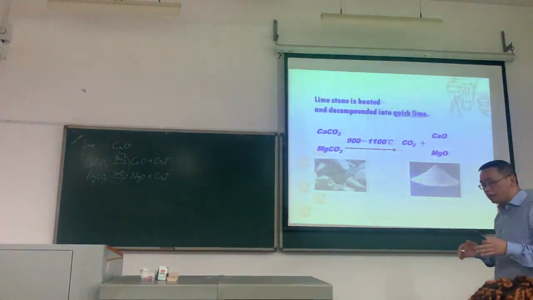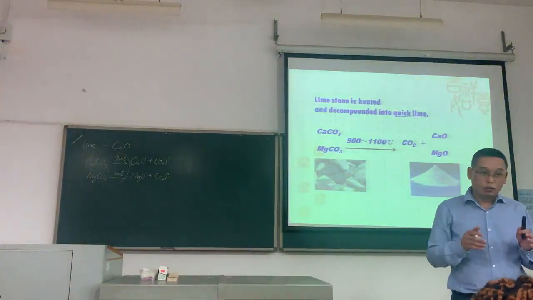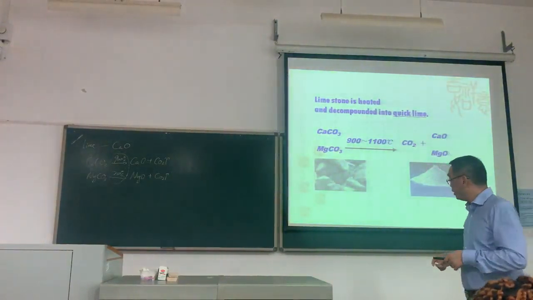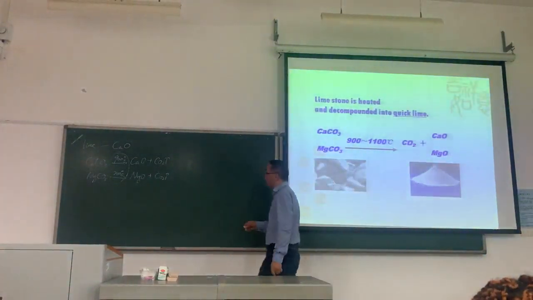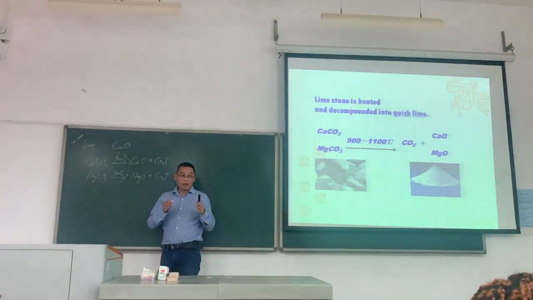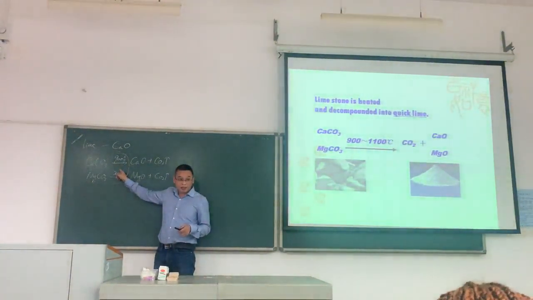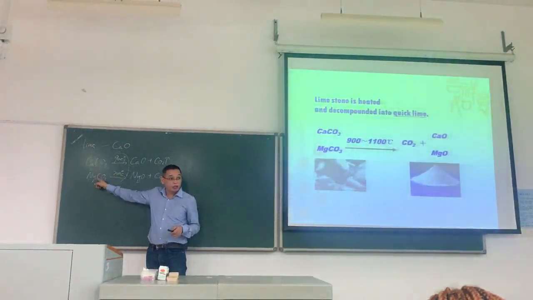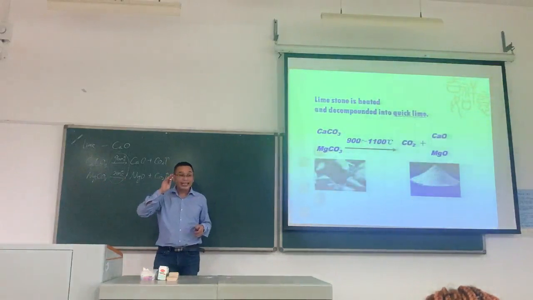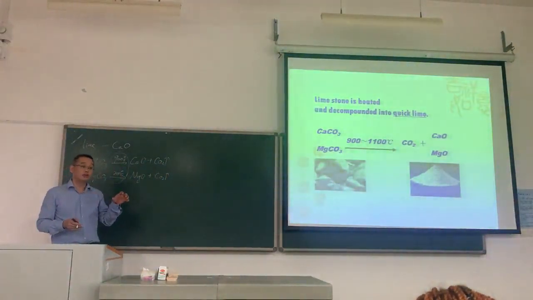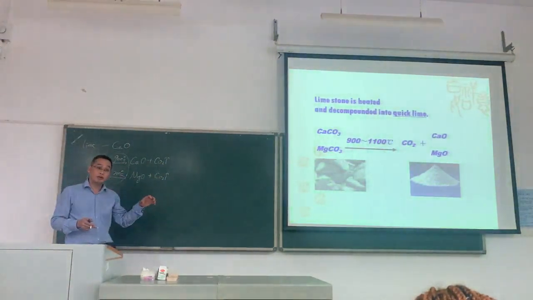If minimum is 900, then why do they use 700? This is the one I want to explain. What we have learned is that this is the best temperature for the decomposition of the raw material, the limestone. But it is difficult for us to control during the production.